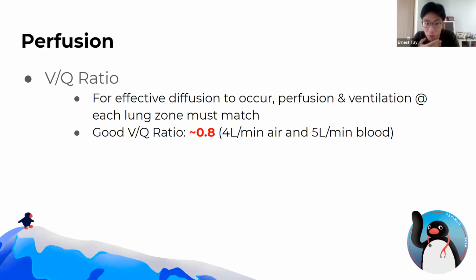All right. So now I'll just move on to perfusion, which is the second part of this segment. So under perfusion, there's this thing called the VQ ratio, which I think you're all very familiar with. VQ ratio essentially states that in order for effective diffusion to occur across the whole lung, the perfusion and the ventilation must match across different levels. And a good ratio is 0.8.